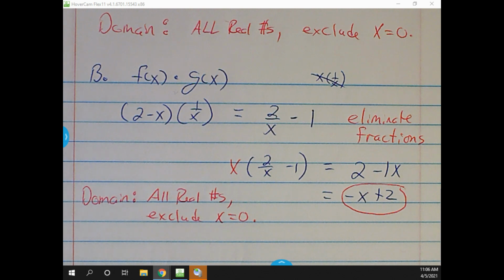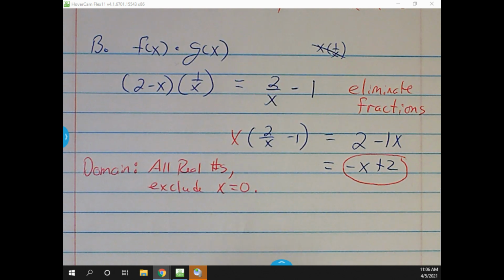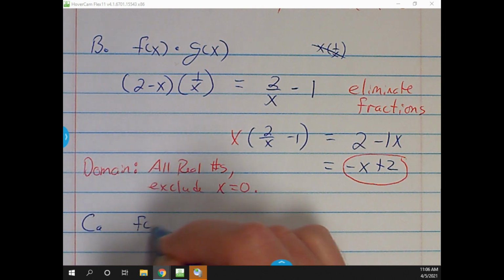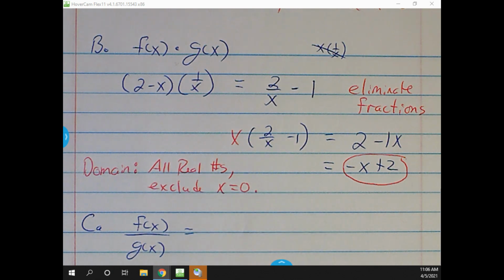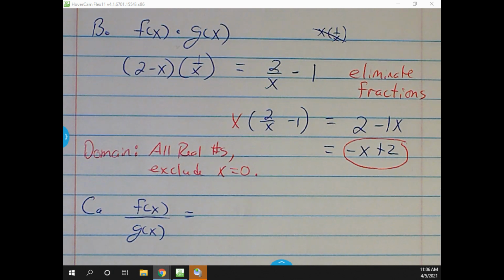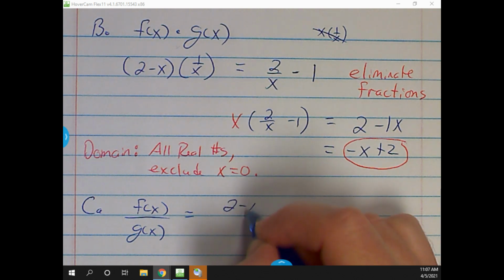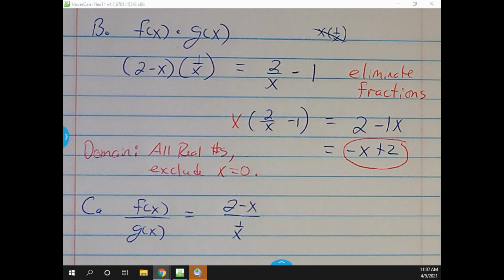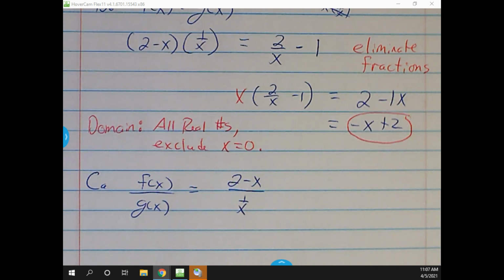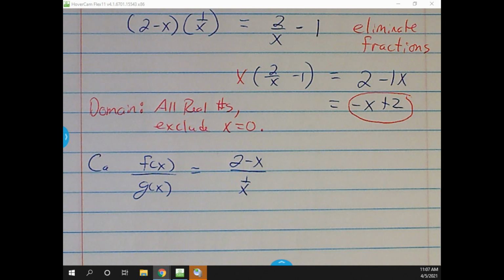All right, last problem of the day. So there's multiplication. We'll show you division. And that'll be the last thing that we'll look at here. We'll do f of x divided by g of x. All right, and this is the one that looks a little bit funny because it's 2 minus x on top, which is not bad, but it's over 1 over x. So it's got a fraction inside a fraction because you got the 1 over x inside the denominator, so it's like a double denominator almost.